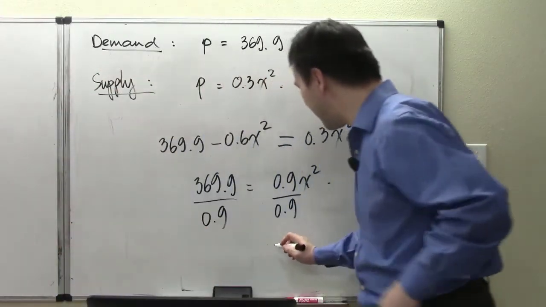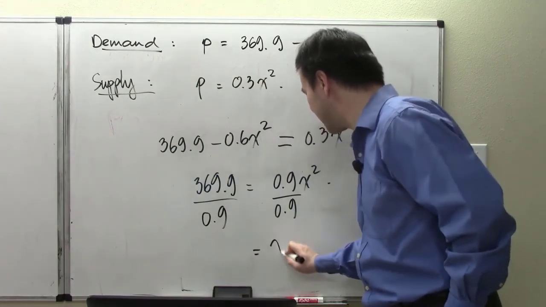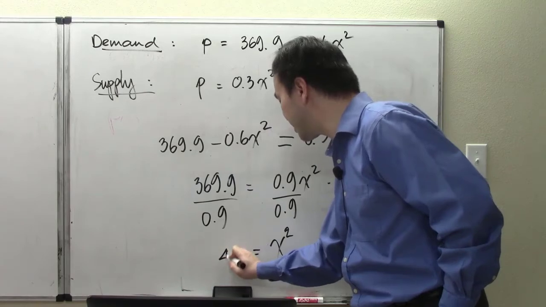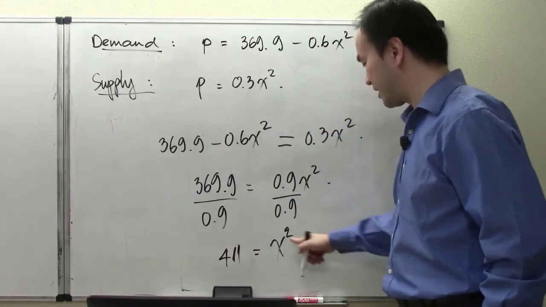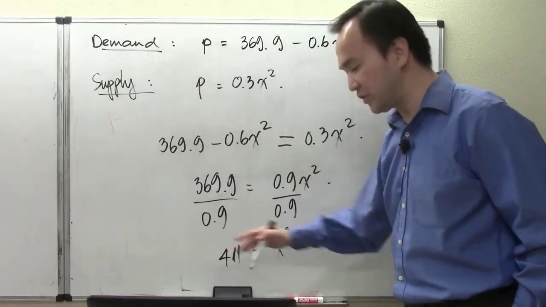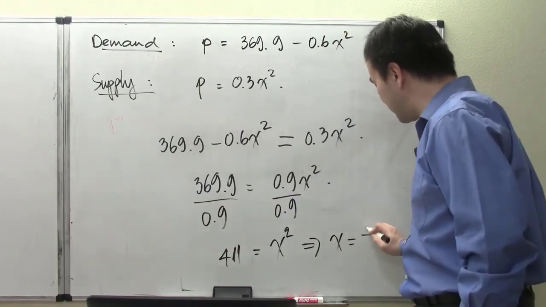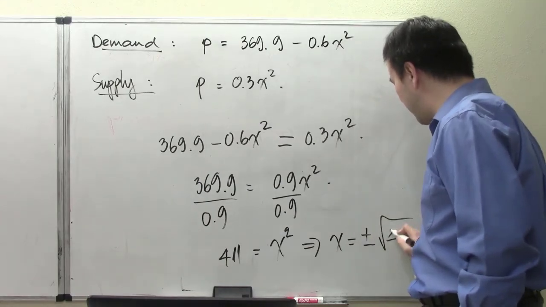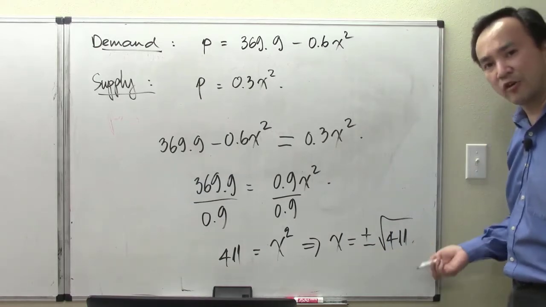So I reduced down to x squared equals 411. This simple quadratic we can solve by taking the square roots on both sides. Taking the square root, we technically go with plus and minus square root of 411. That's the algebra part of that.